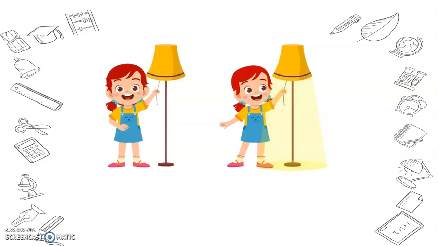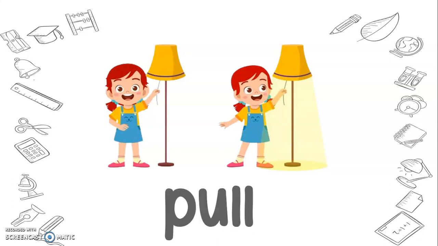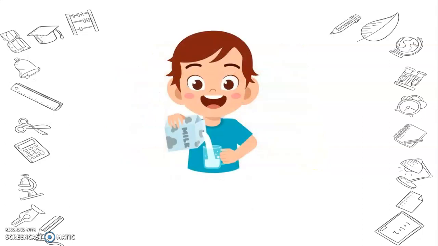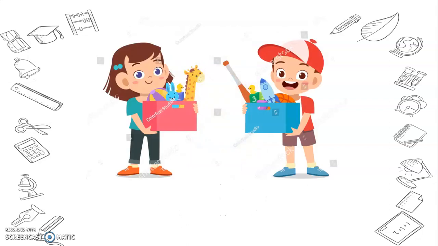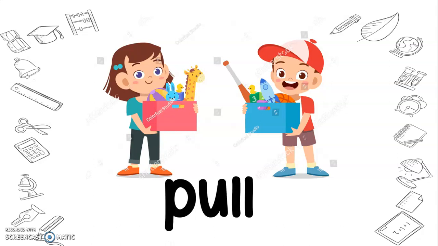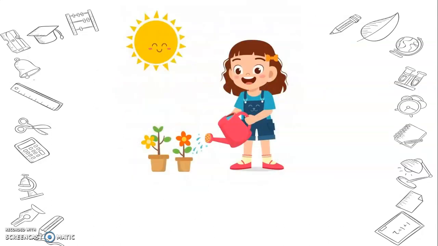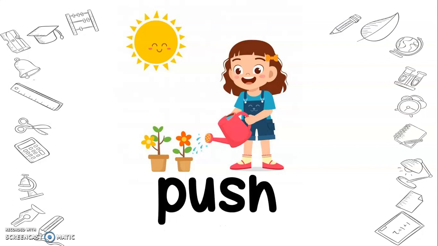If you pull the cord of the lamp to turn on or turn off the light, it means that you do the pull. And if you pour the milk into the glass, you do the push. If you lift up the box, you do the pull. And when you're watering the plant, you do the push.